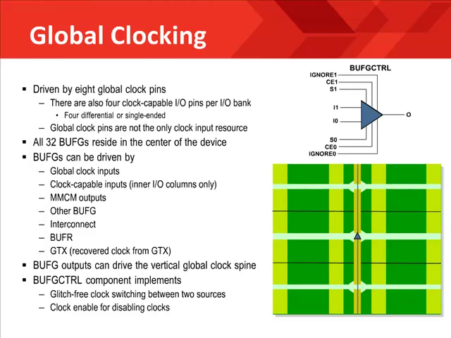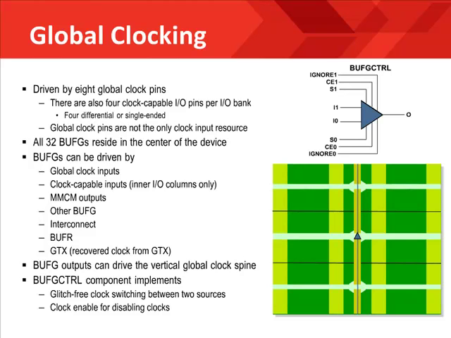this. The global routing resources, or buff-Gs, can be driven by 8 global clock pins. There are also 4 clock-capable I/O pins per I/O bank, 4 that are differential or single-ended. The global clock pins are not the only clock input resource. Now, all 32 buff-Gs reside in the center of the device, as I mentioned. The buff-Gs can be driven by global clock inputs, clock-capable I/O pins, which is located in the inner I/O columns only on the die. That's important if you're planning your pinout.